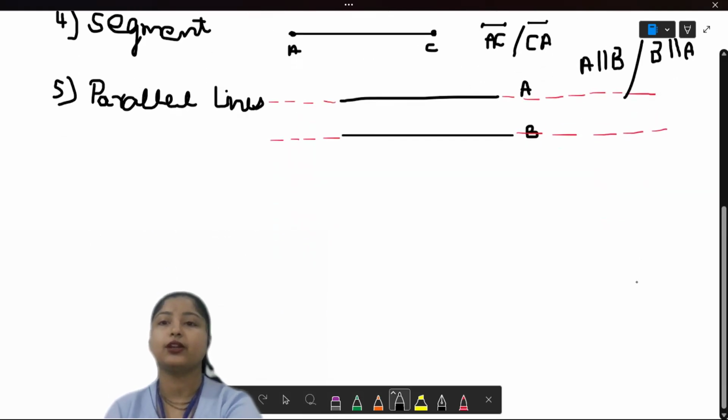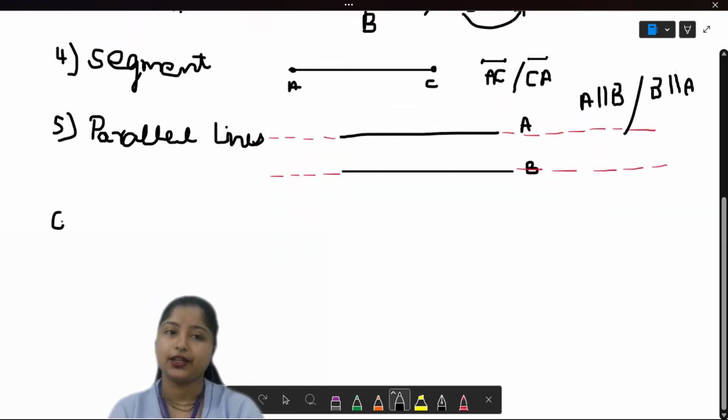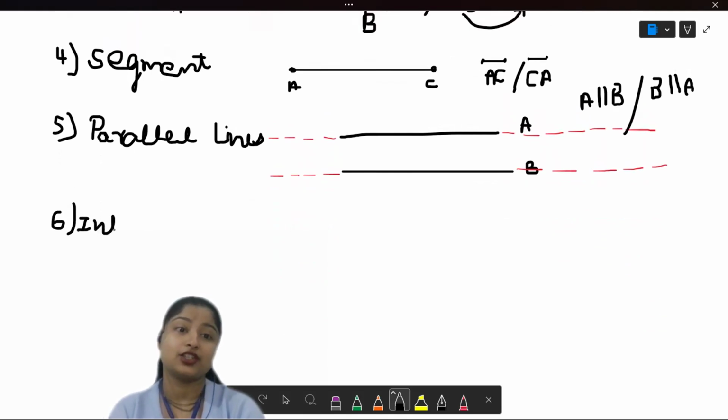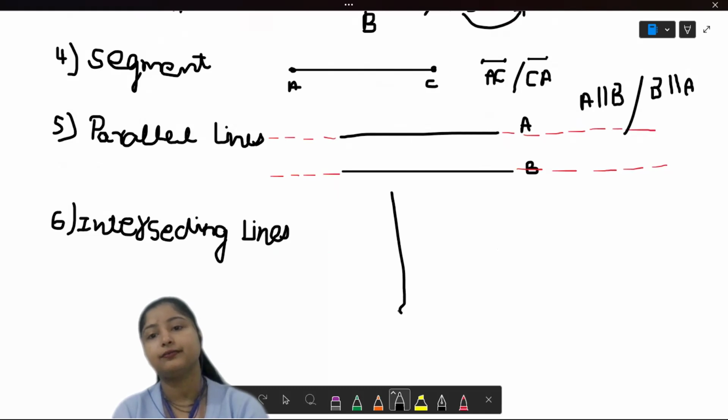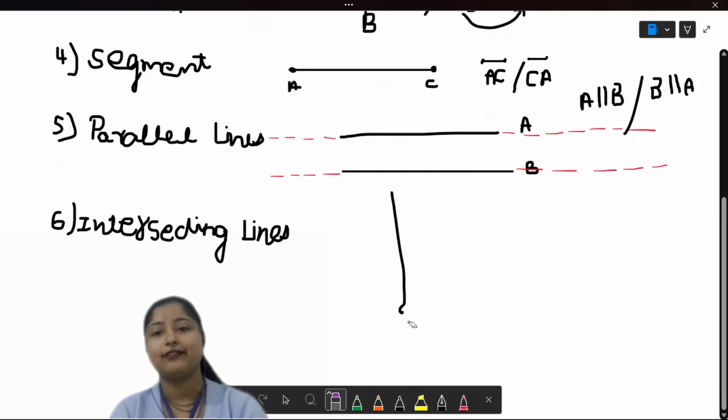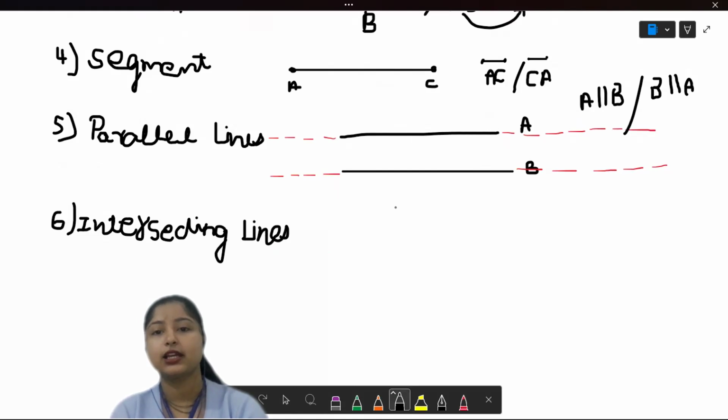Now the next thing that we are going to do is intersecting lines. What is an intersecting line? Well, it's just the opposite of a parallel line. As the name suggests, it is intersecting. So two lines, when they are intersecting, are called intersecting lines. For example, let's take these two lines. I have this line, and let's draw one more line over here.